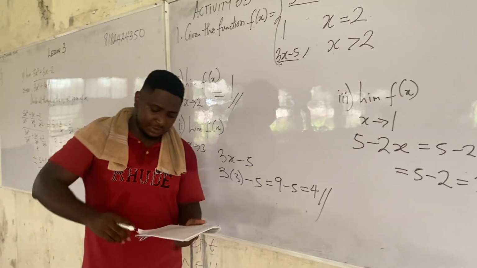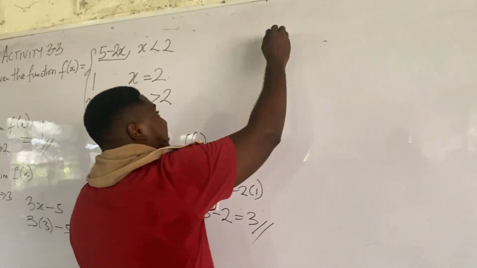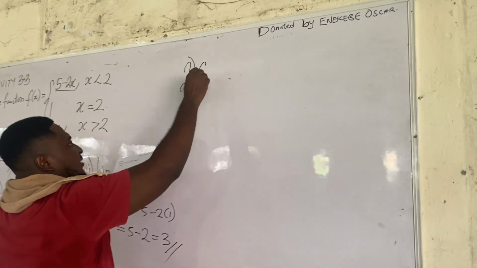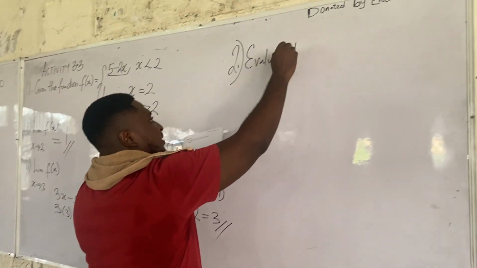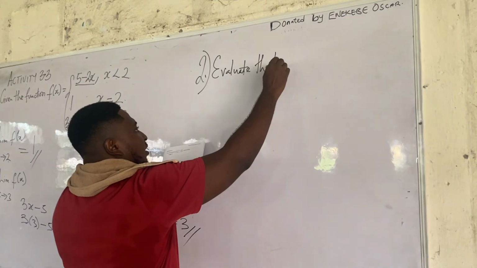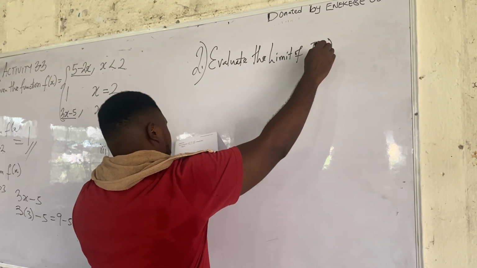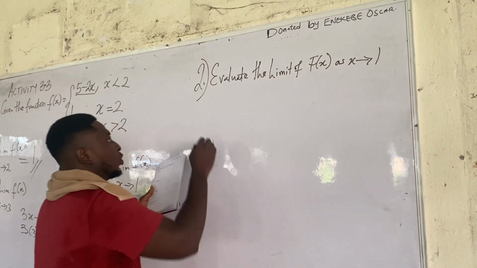Class, we went further to question 2, still on activity 3.3, question 2. We're asked to evaluate the limits of f of x as x tends to 1.